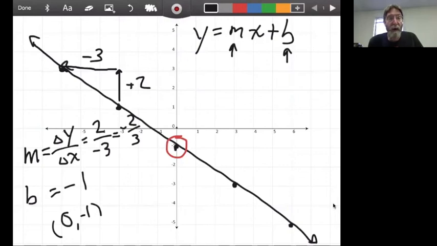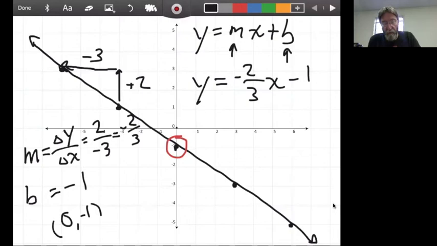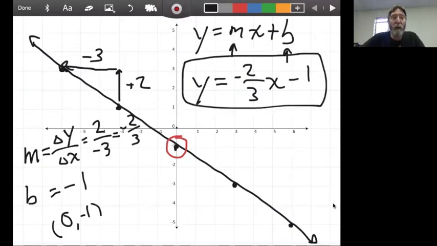Now it's time to write our line. Y equals, our slope we said was -2/3 x, but now because our y-intercept was a negative number, it becomes -1. The equation of our line written here is y equals -2/3 x minus 1.